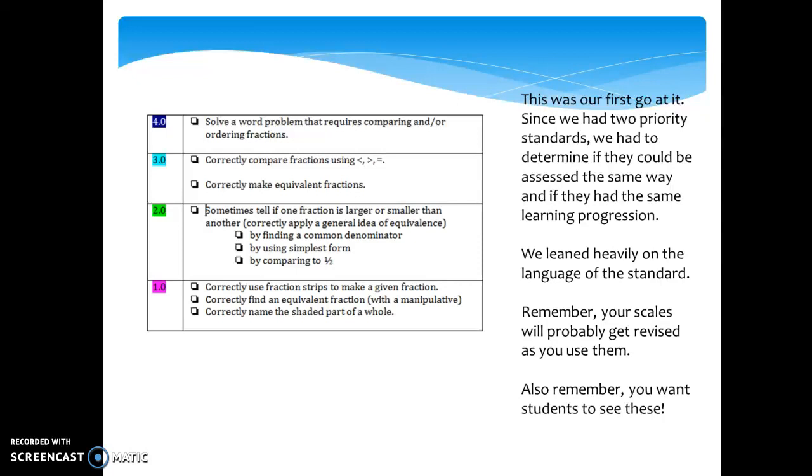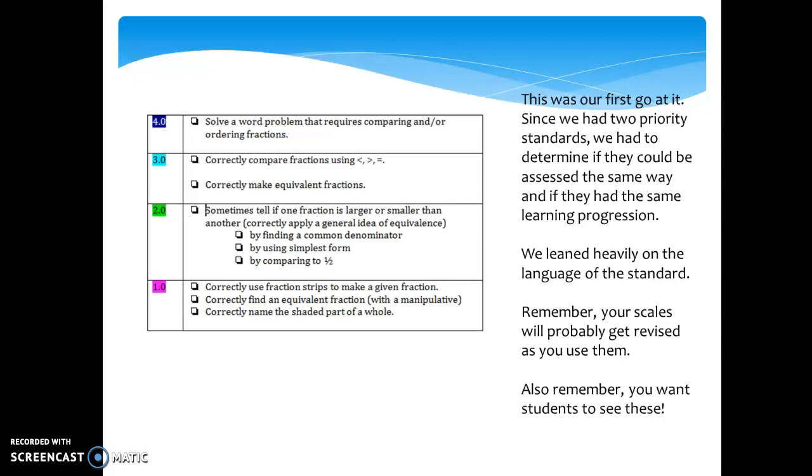We had 2 priority standards. I wasn't sure, do we need to make 2 scales or 1? We looked at the standard a lot to figure out, what is it asking students to do. And I keep reminding all teachers on this that you're going to revise these scales all the time. So don't be afraid, just make the scale, see how it goes. And then you can always revise it.